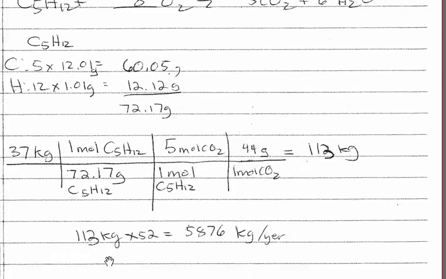And the next question says, well, how much will be produced in a year? If you use a tank every week, there are 52 weeks in a year, so 52 times 113 kilograms gives me 5,876 kilograms of carbon dioxide produced in a year if a gas tank is used every week and contains 37 kilograms of pentane.